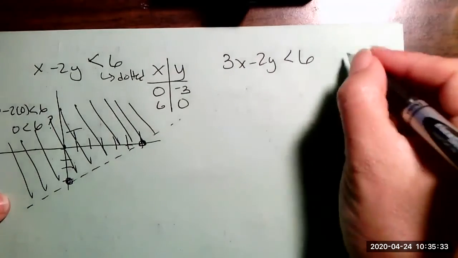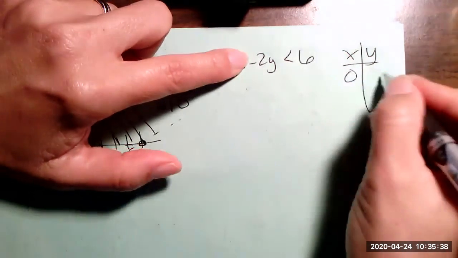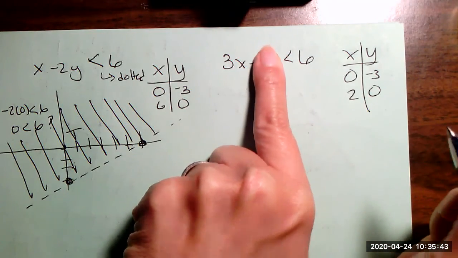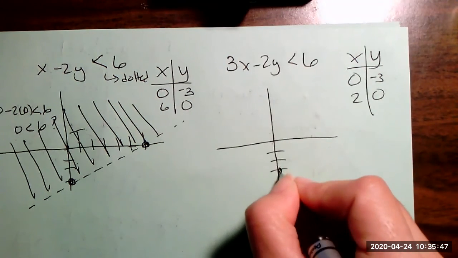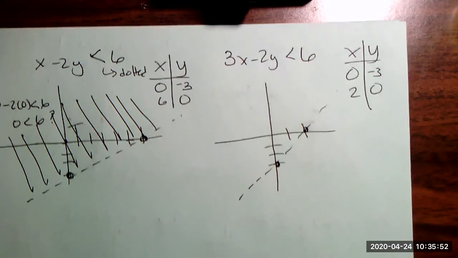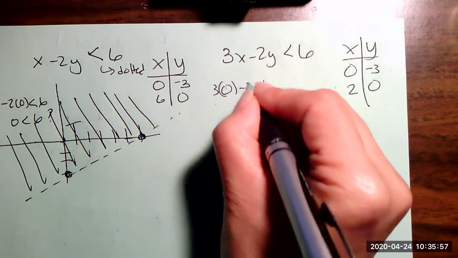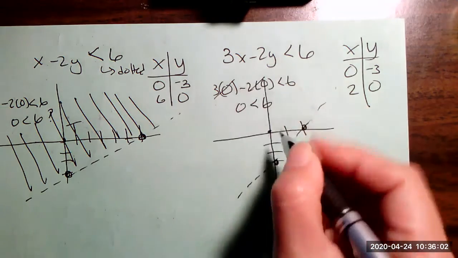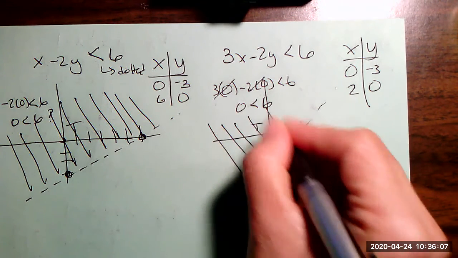All right, let's check your answer. I'm going to plug in 0 for x, which leaves -3 on this side. Plug 0 for y, which leaves 2 for x. So 0, -3, and 2, 0. Again, dotted. I'm going to test 0, 0. 0 is lovely because some of you are starting to do this in your head where you can just say, hey, that all disappears. So is 0 less than 6? That is true. So I'm going to shade up here.